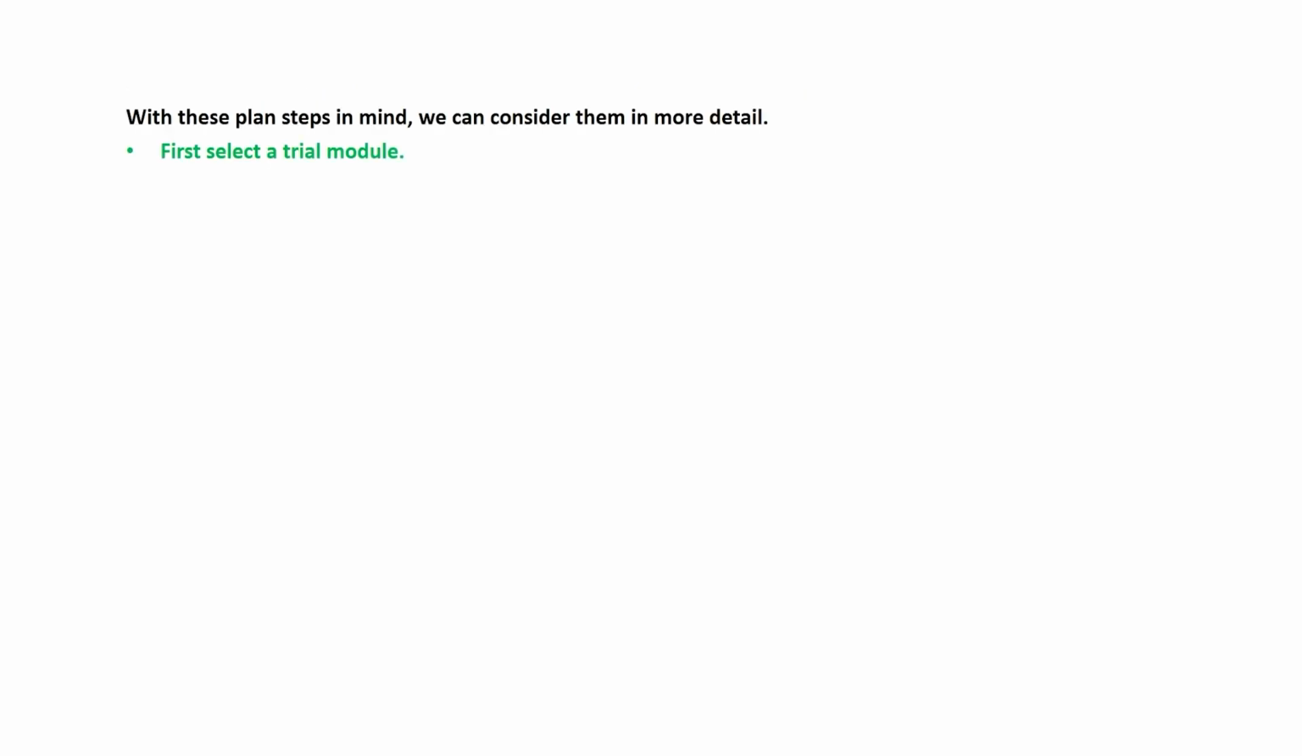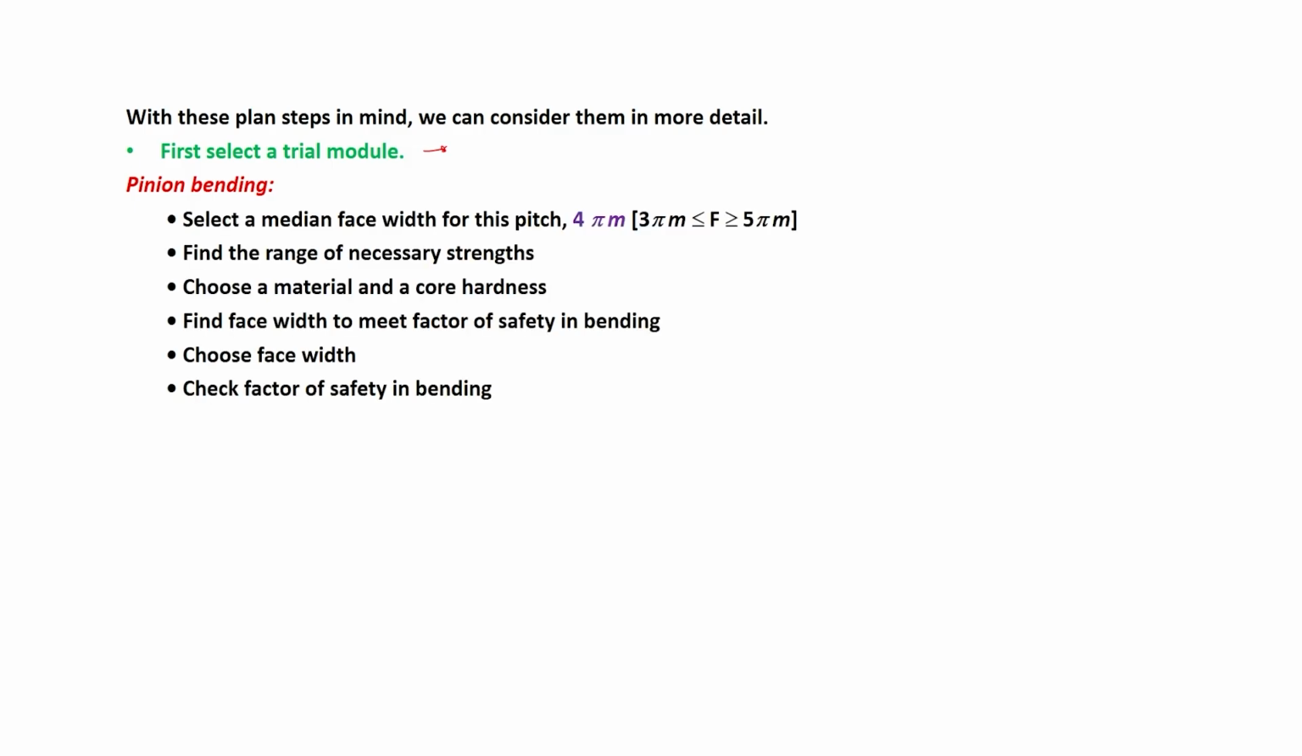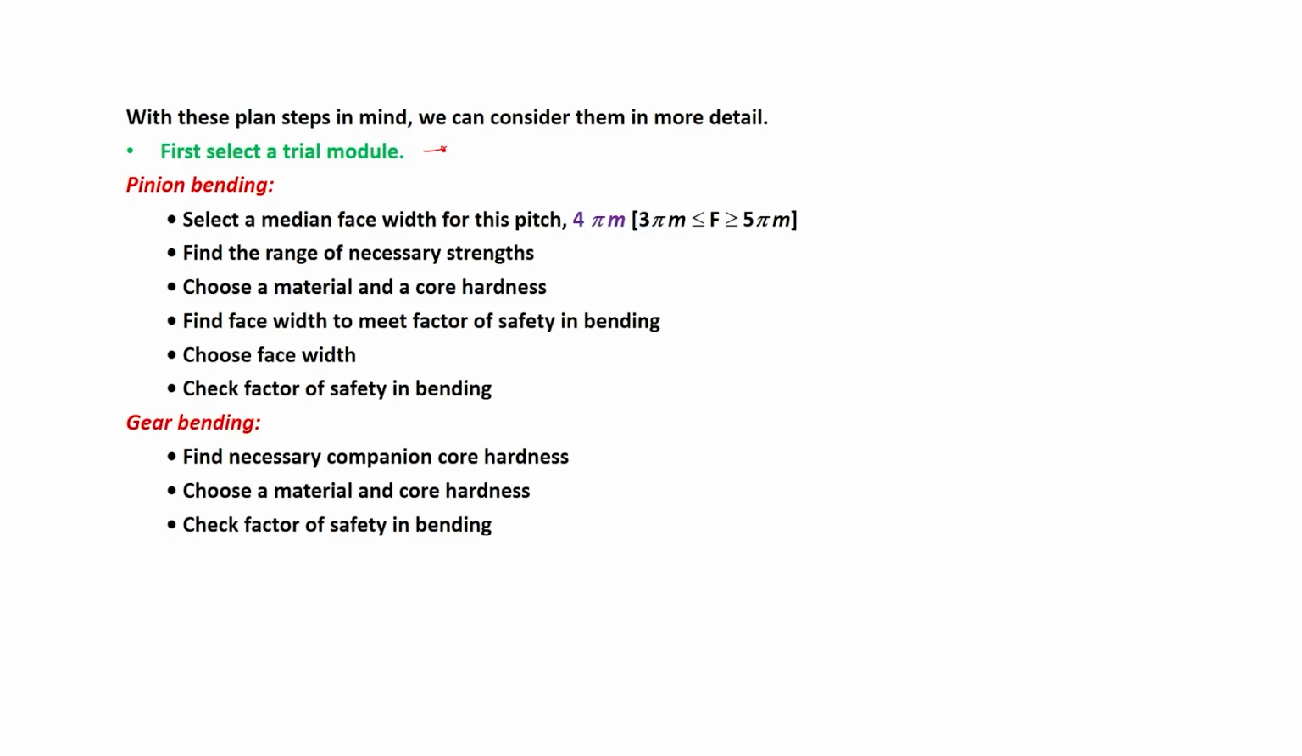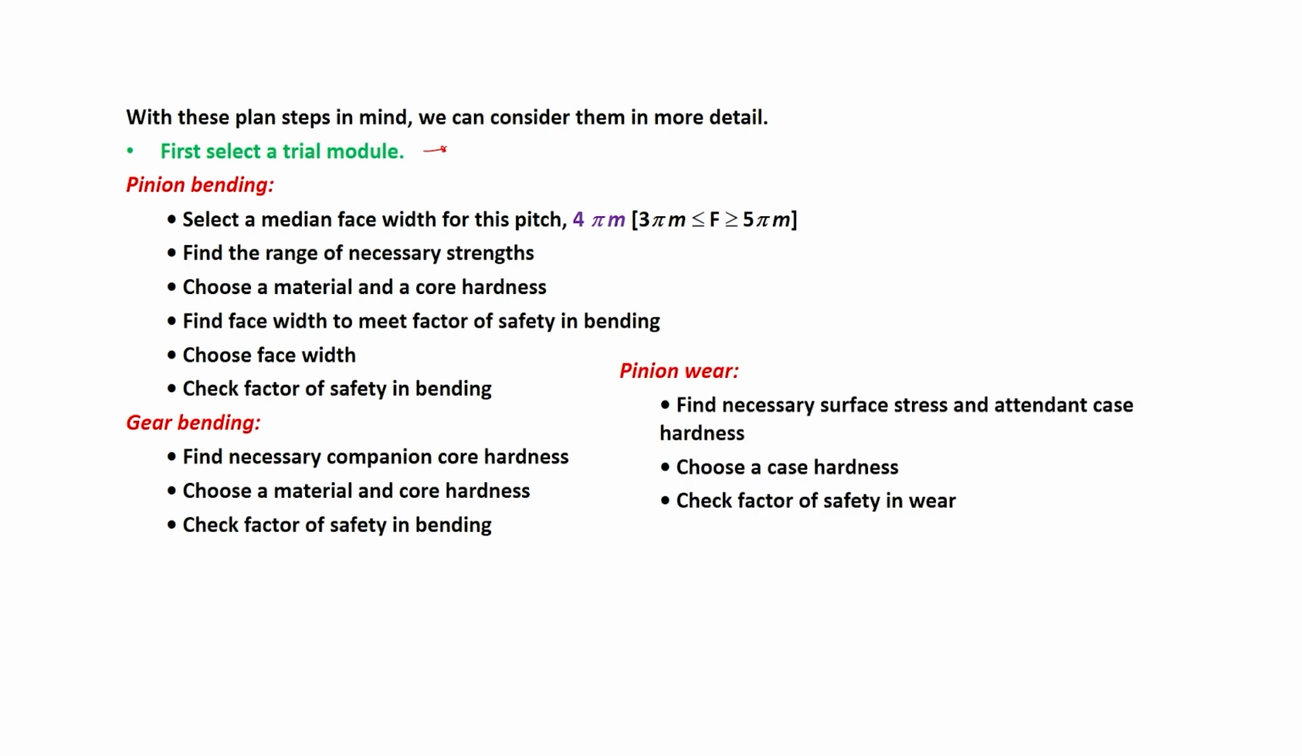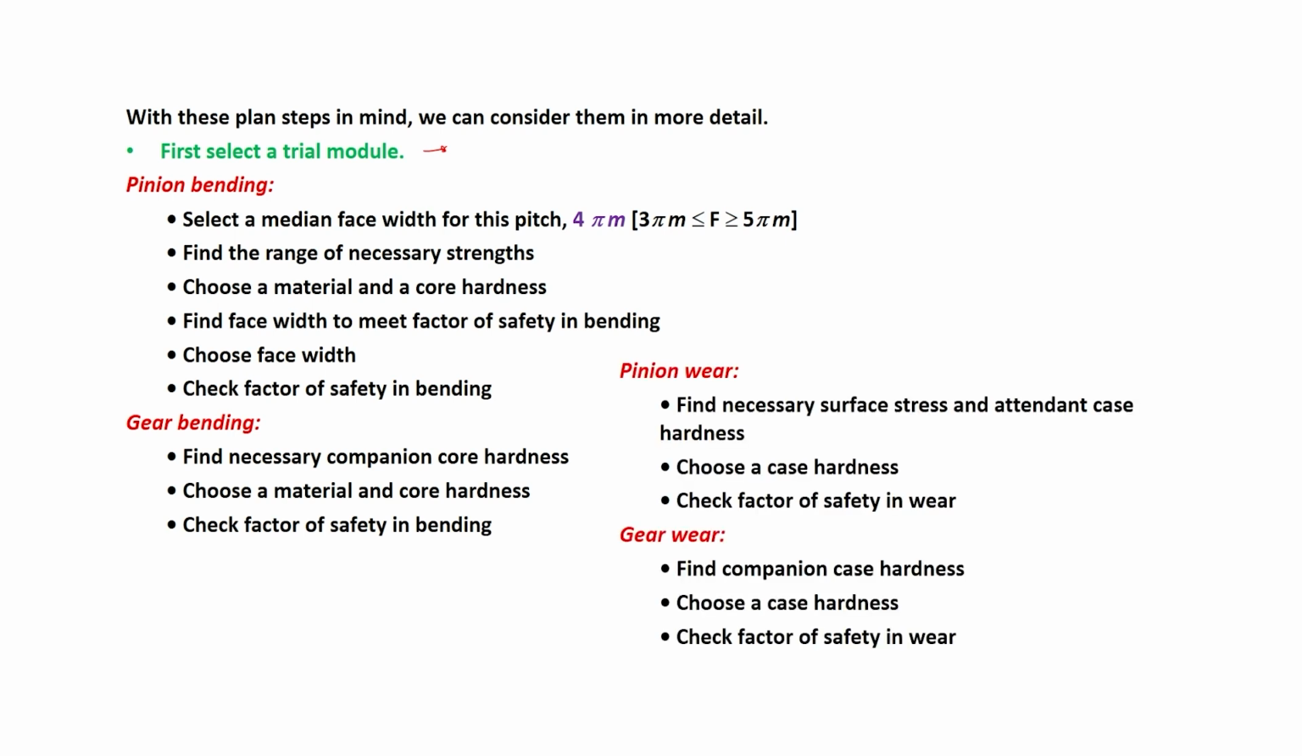Now, with these plan steps in mind, we can consider them in more detail. First, select a trial module. If in your problem the module is given, then this step is not required. Then pinion bending is checked. Then gear bending is checked. Then pinion wear is checked, and the gear wear is checked.